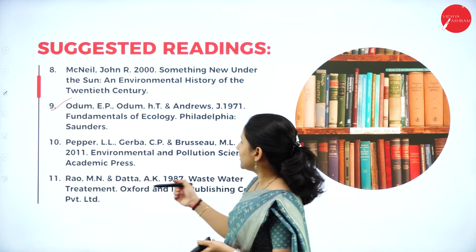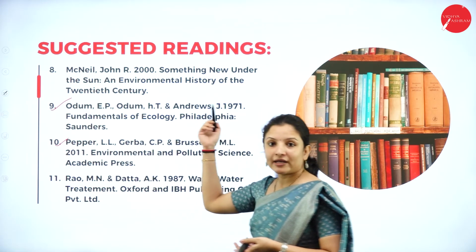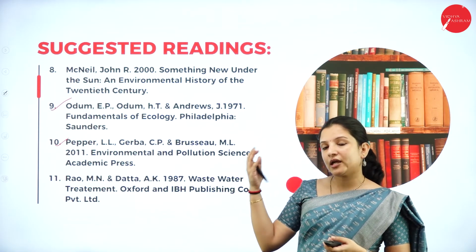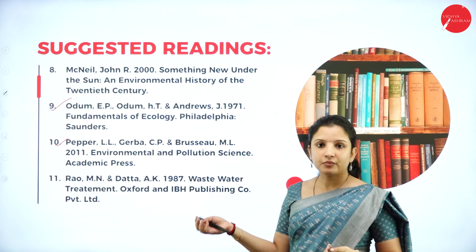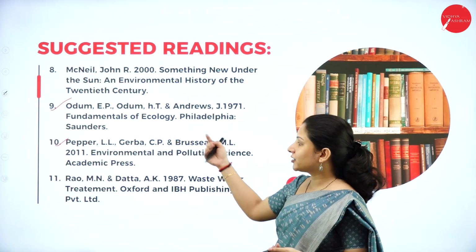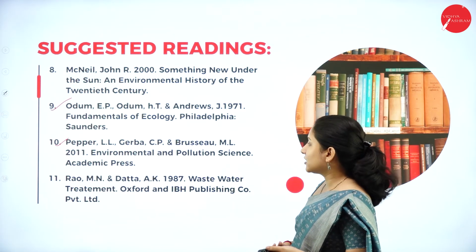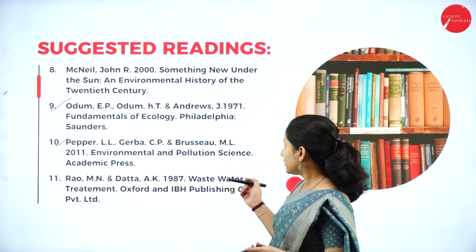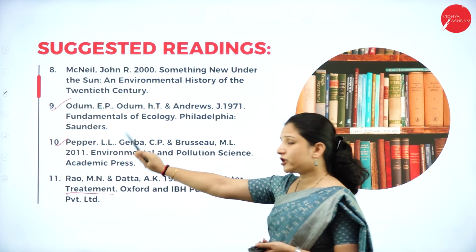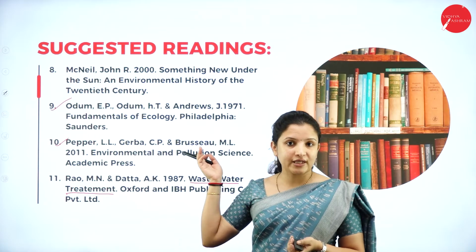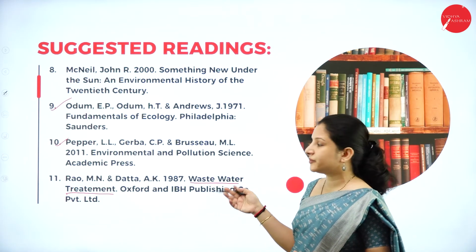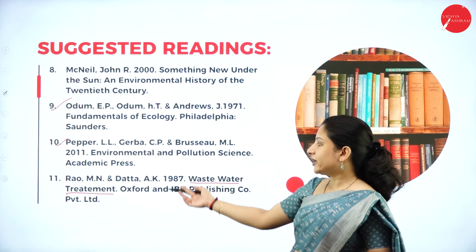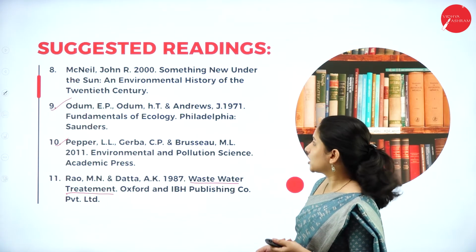For Environmental and Pollution Science, you had a topic where you had to study air pollution, water pollution, chemical pollution, noise pollution. For that you can refer to this particular book from Academic Press. And also about wastewater treatment. If you remember, management of solid waste, there was a topic in the syllabus. So maybe you will get some information about that from this book.